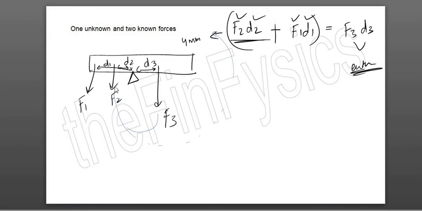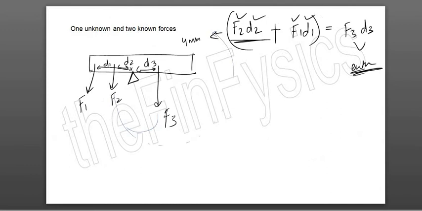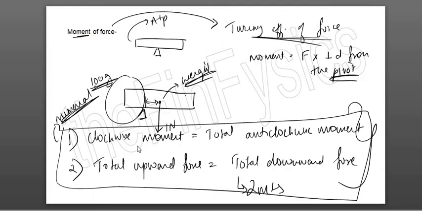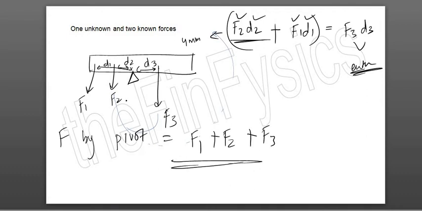Then bachas, you see what we have done? We have equated the first point. Total clockwise moment equals total anti-clockwise moment. Then they will ask you how much is the force exerted by the pivot. Force by pivot. Then we use the second point, that total upward force is equal to total downward force. So beta, force by the pivot is equal to F1 plus F2 plus F3. All the 3 downward forces you add. That is the force exerted by the pivot.